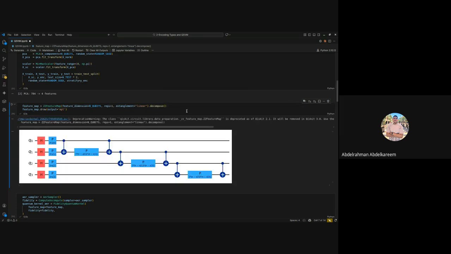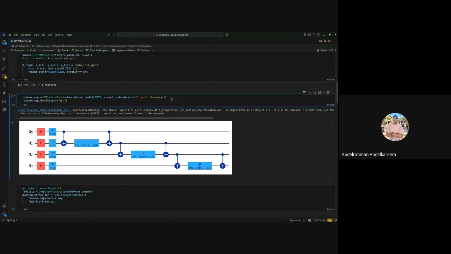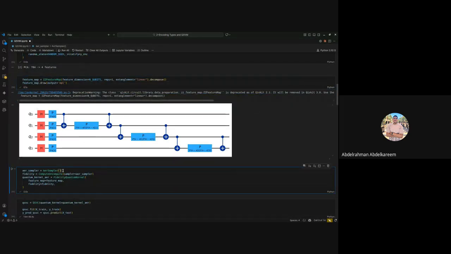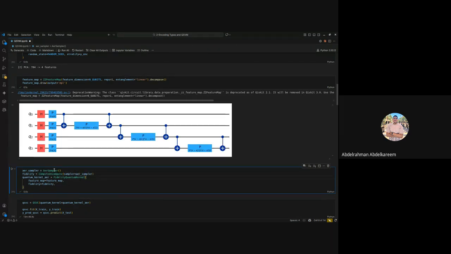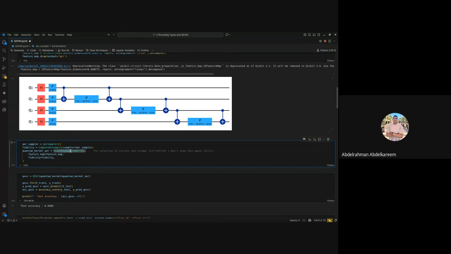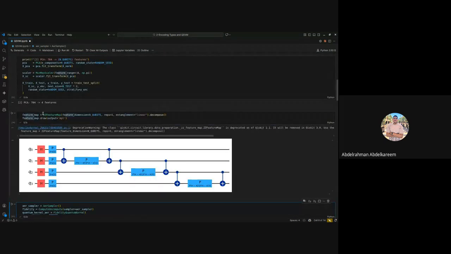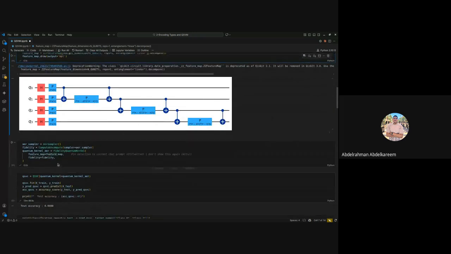So in our case, we will just decompose it, as the transpilation process is a whole different thing. Okay. We initialize our sampler, then we do the compute-uncompute with the sampler we have just initialized. Then we call the fidelity quantum kernel with the feature map. The feature map here is the ZZ feature map. We can use the Z feature map or even any encoding type. It doesn't have to be a ZZ feature map. So feature map with the fidelity. Fidelity here is compute-uncompute.